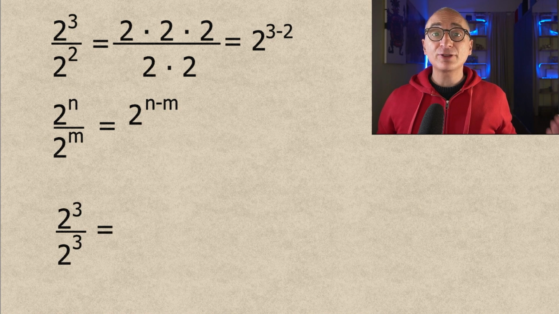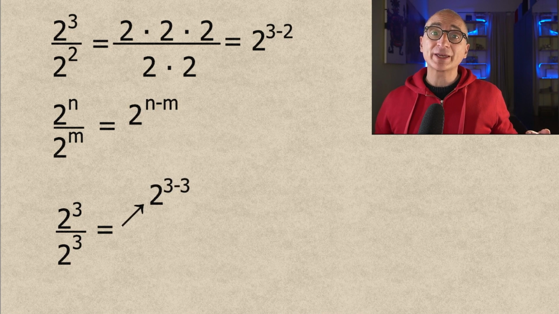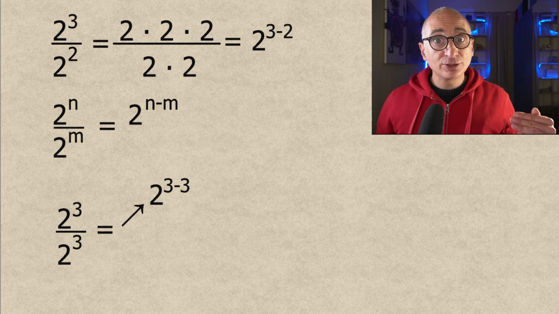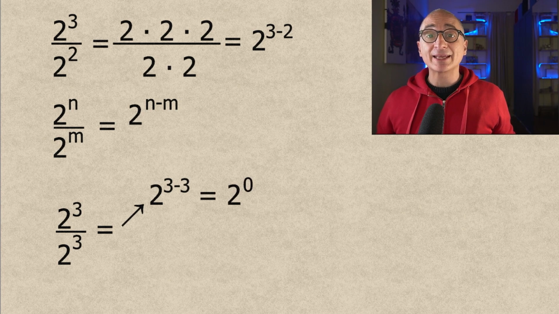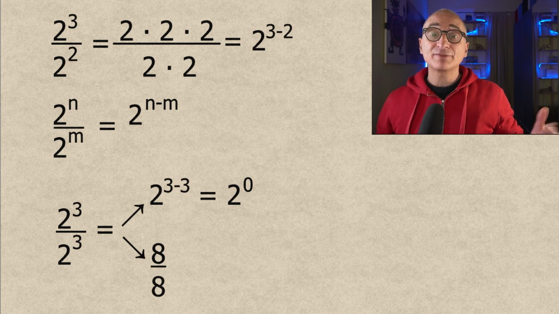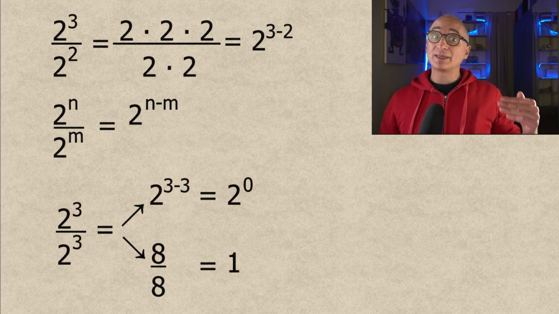Consider 2 to the 3 divided by 2 to the 3, and we are gonna calculate that in 2 ways. First of all, we can say that that is equal to 2 to the 3 minus 3 according to the previous rule. And so we get 2 to the power 0. But on the other hand, 2 to the 3 is 8. So we get 8 divided by 8. And that is 1. So those two numbers must be equal.